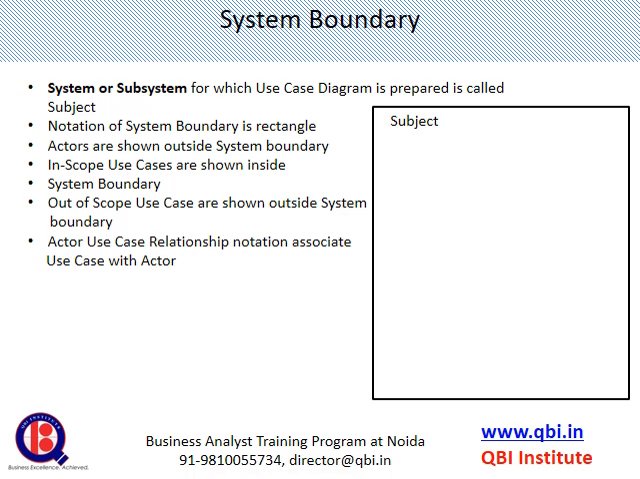System boundary. The system or subsystem for which we are preparing the use case model is called the subject. The notation of system boundary is that of a rectangle. The actors are shown outside the system boundary. The in-scope use cases are shown inside the system boundary. Out-of-scope use cases are shown outside the system boundary. The actor and use case relationship is the association relationship between the use case and the actor, which is depicted by a straight line.